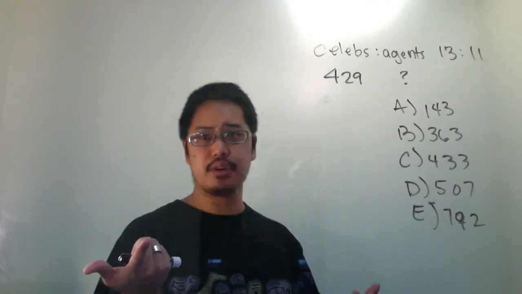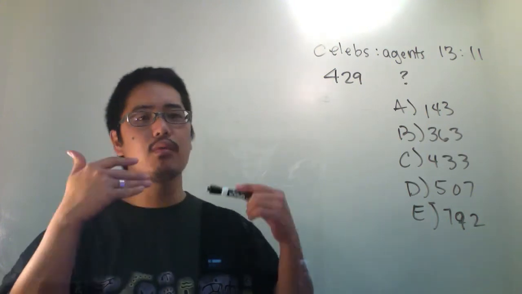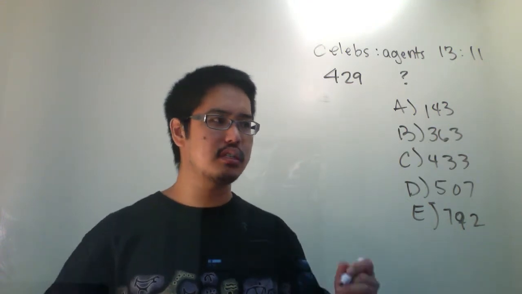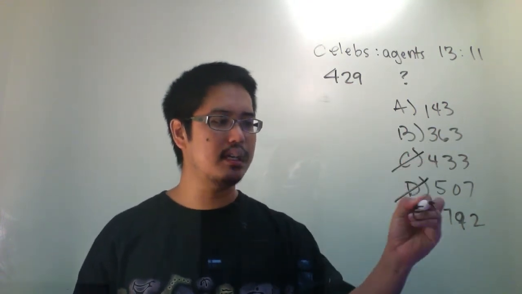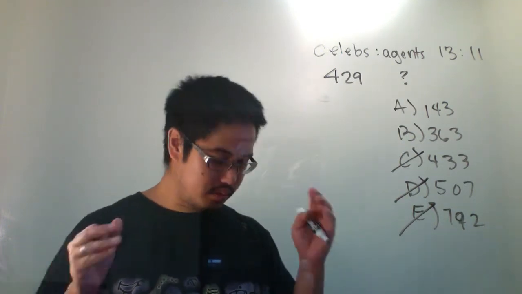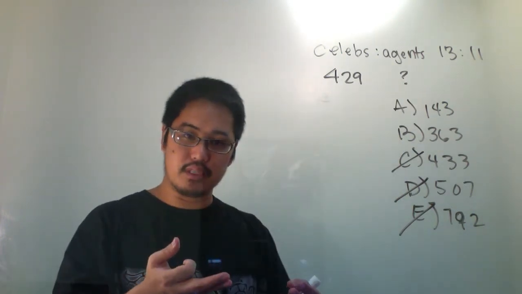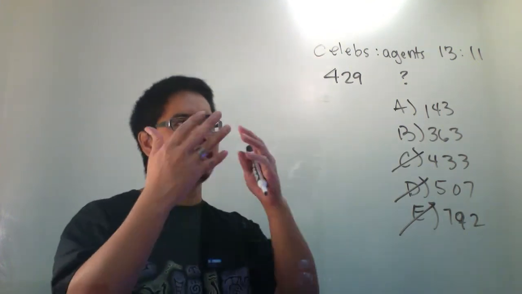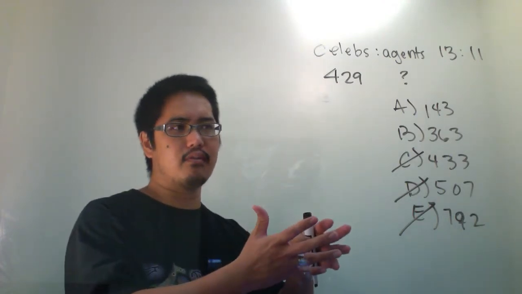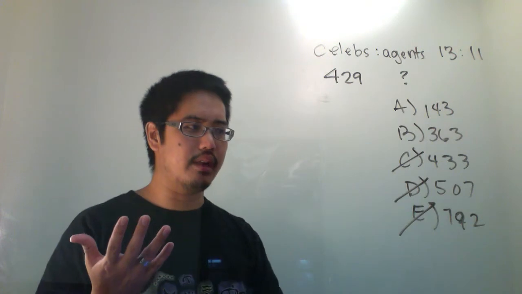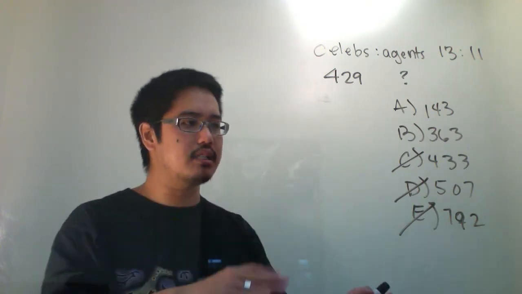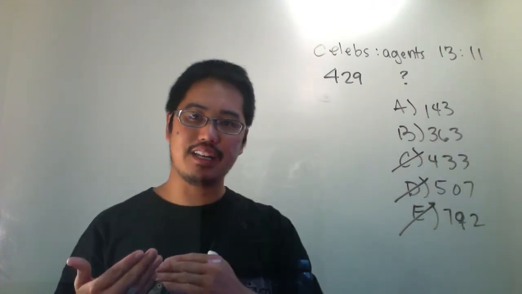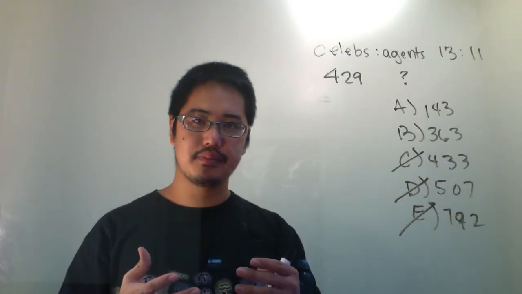Okay, the celebrities. So, if there are only 429 celebrities inside of this room, then I'm just going to say options C, D, and E are totally out. Those are the unreasonable answer choices. If there are 13 celebrities and 11 agents, for every 13 celebrities you also count 11 agents. There are more celebrities than agents, so how can there be 433 agents or any higher number if there's only 429 celebrities? It has to be a smaller number.